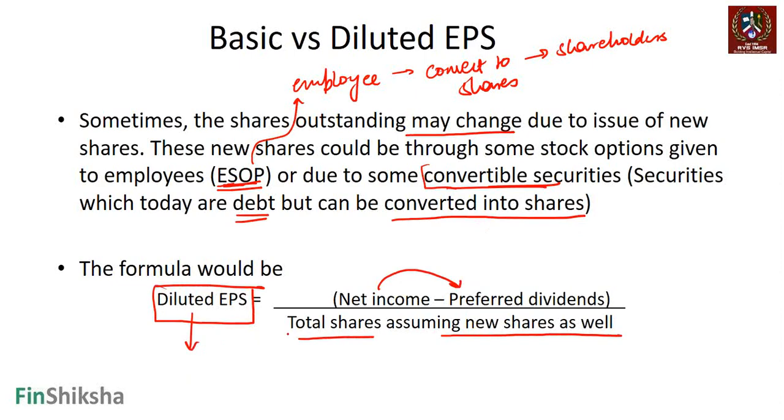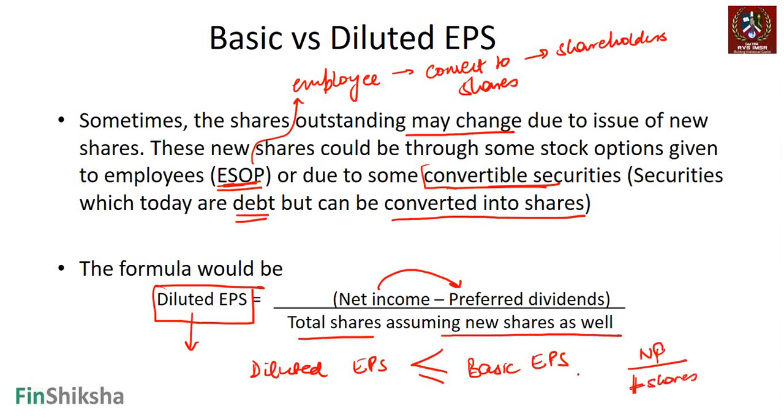Why is it called diluted? Because the denominator increases. So diluted EPS is always going to be either less than or equal to basic EPS. It can never be more than the basic EPS. Why is that so? Because in basic EPS, you are taking net profit and you're dividing it by the number of shares. And here you're taking net profit and you're dividing by number of shares plus any new shares that can come in. So there is no way mathematically that diluted EPS can be greater than the basic EPS, right? So effectively, that's the crux of your argument around diluted and basic EPS.